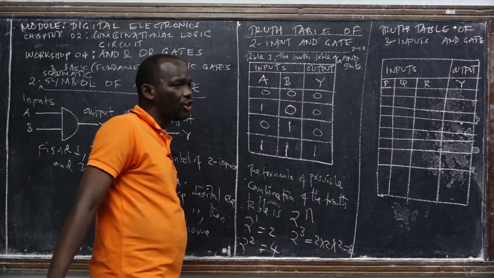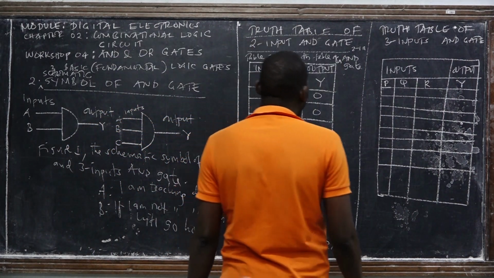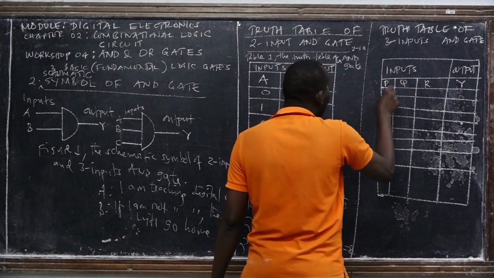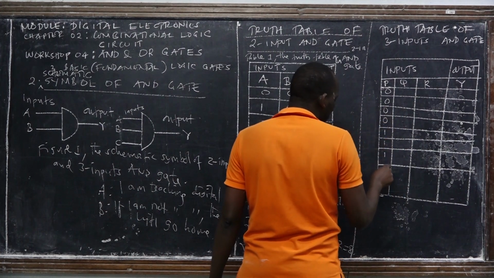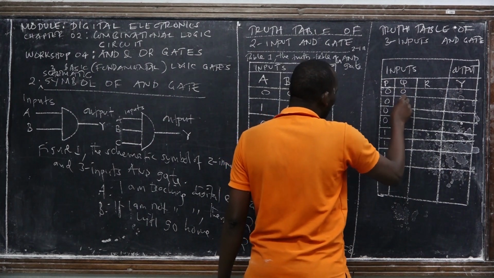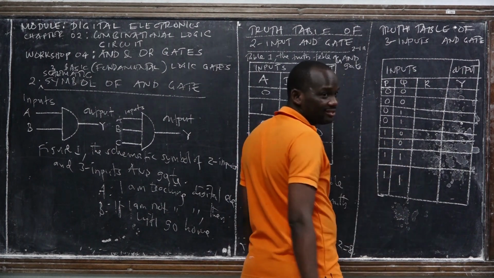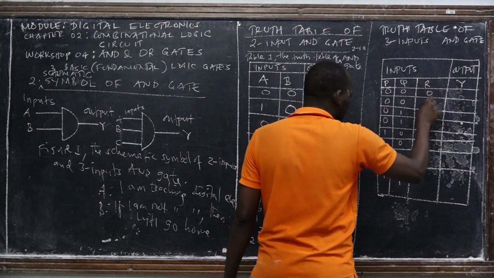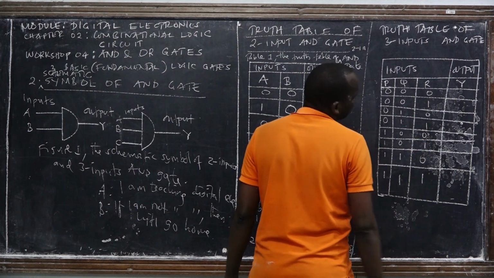How do we simplify the concept for the students? This is how we simplify. We just tell students, in case you have 3 inputs, simple: just write 4 zeros and 4 ones for the first input. For the next input, just write 2 zeros, 2 ones, 2 zeros, 2 ones. Then for the last input, just alternate 0, 1, 0, 1, 0, 1, 0, 1.